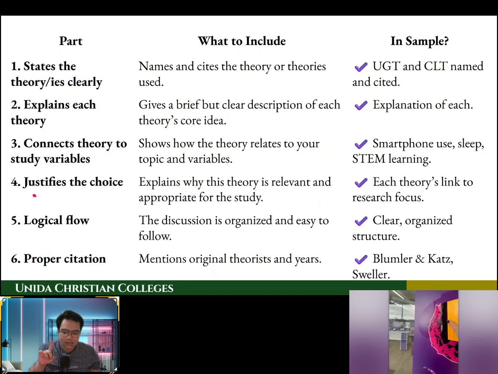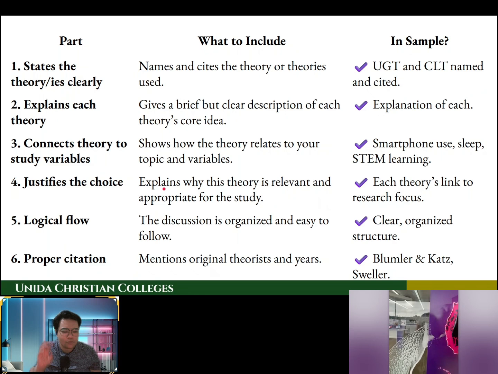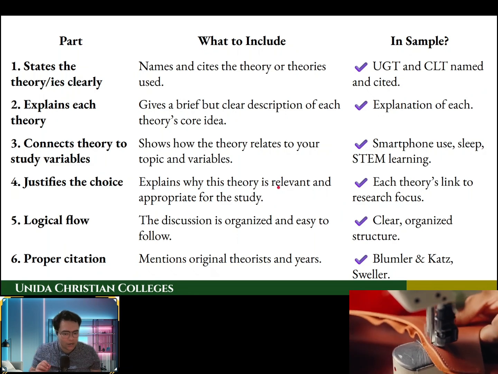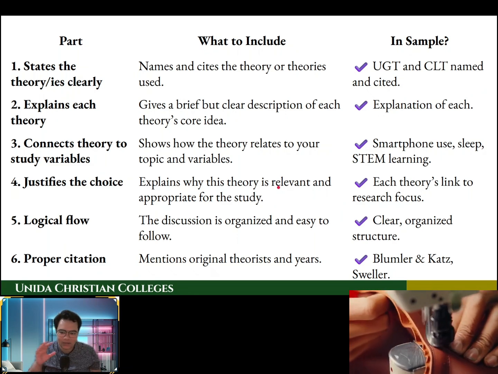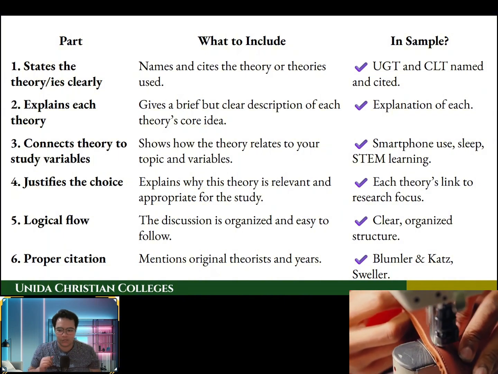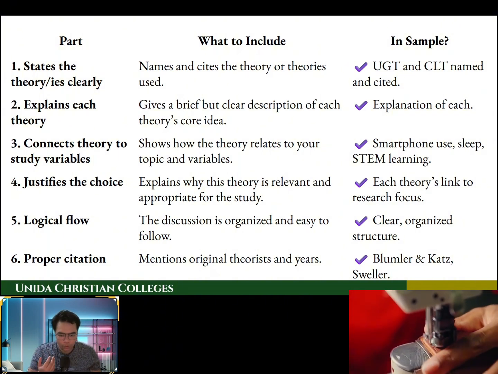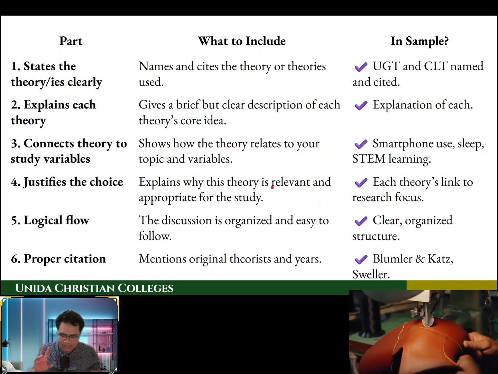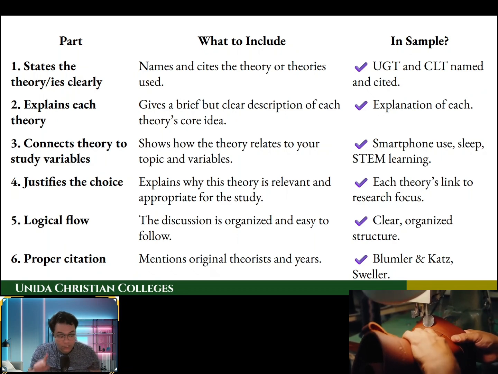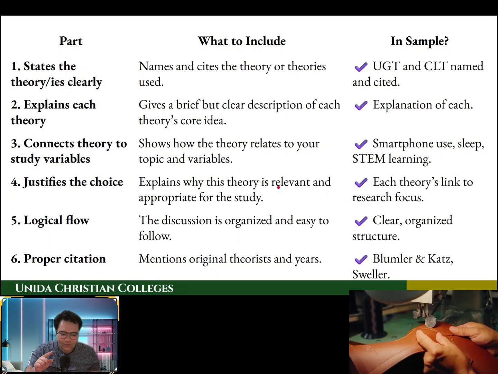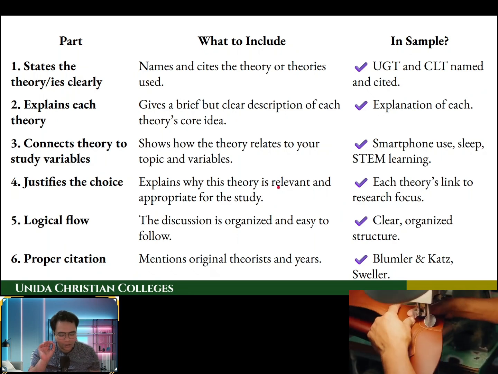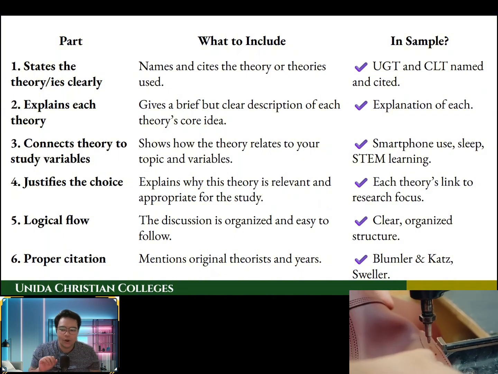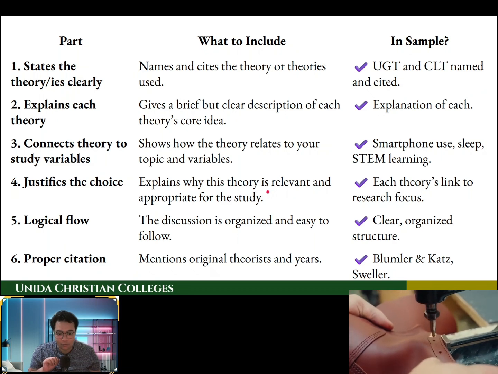Next, justifies the choice. I-explain natin kung bakit yun yung theory by explaining why it is relevant to our study. Okay? So, yung relevance, again, that connection and that relevance, it's very important. Next, logical flow. The discussion is organized and easy to structure. And lastly, we use proper citation. Hindi kayo yung gumawa ng theory na yan. Therefore, kailangan nyo po silang, yung proponent ng theory ay kailangan nyong i-cite properly. Okay? So, yun po. Yun ang ating theoretical framework.